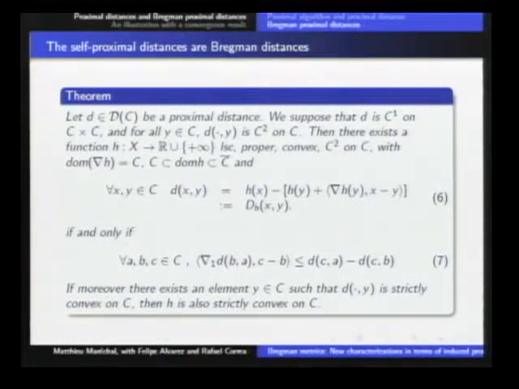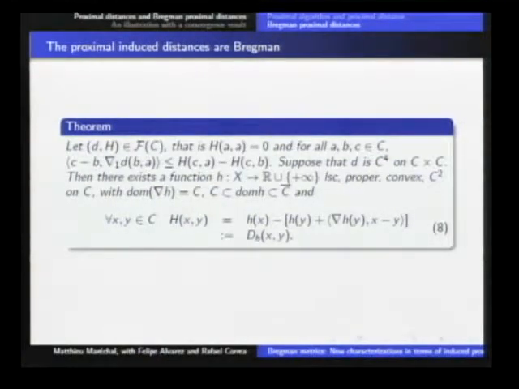Another property is about the induced proximal distance. Let H be an induced proximal distance of a distance D, and suppose that D satisfies a strong property of regularity, that means D is C4 on C times C. Thus, we can obtain that H, the induced proximal distance, is also a Bregman metric. That means this inequality plus this property of regularity implies this.